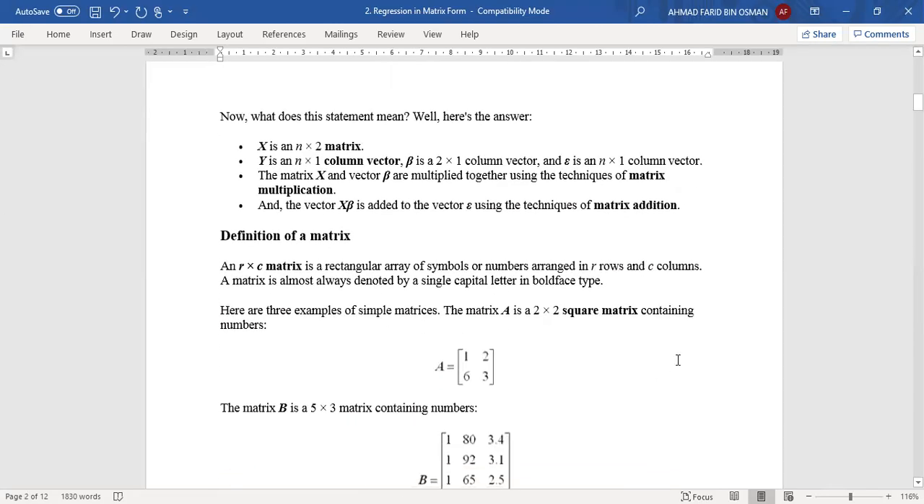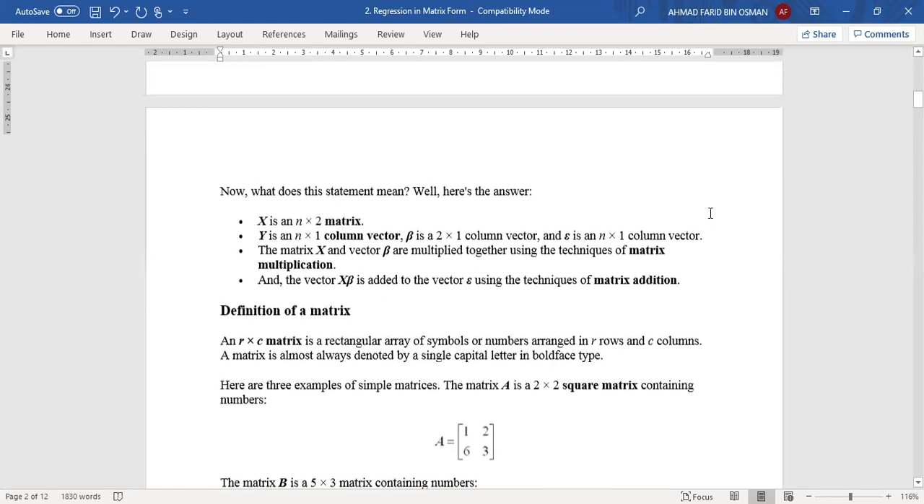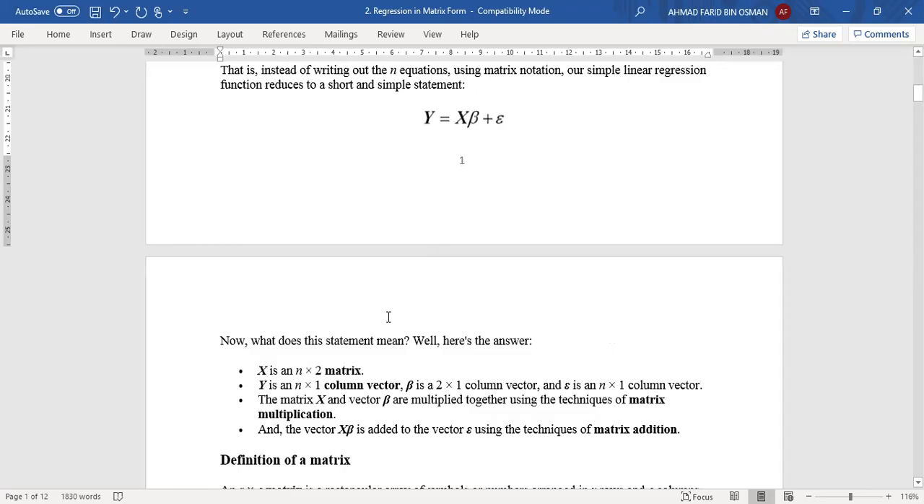Now, what does this statement mean? Well, here is the answer. X is an n times 2 matrix. Y is an n times 1 column vector. Beta is a 2 times 1 column vector, and the error term epsilon is an n times 1 column vector. Normally, when we state the matrix dimension, we mention the number of rows first, then the number of columns.